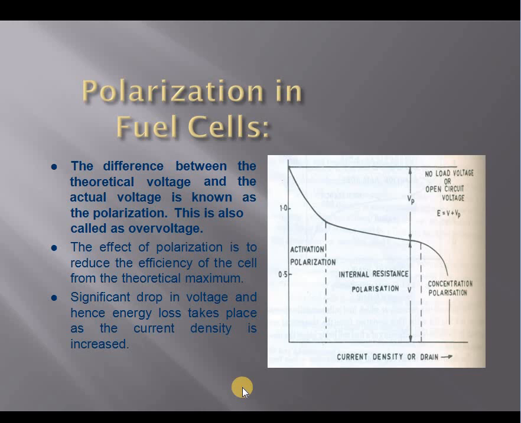Now moving on towards polarization. So what is polarization? The difference between the theoretical voltage and the actual voltage obtained is called polarization, and this is also called overvoltage. That is, if you are calculating a voltage of some value and you are getting some different actual value, the difference between those is nothing but your polarization. So the effect of polarization is to reduce the efficiency of the cell from the theoretical maximum.